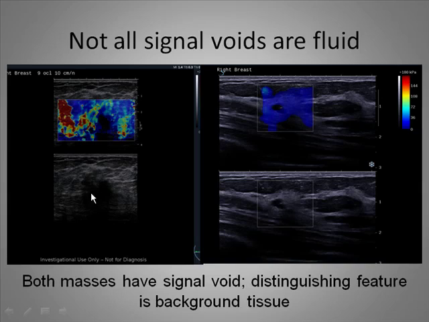Whatever the reason, what makes the difference between a suspicious mass and a cyst is that the background in the presence of cancer is highly abnormal. On the right is a lobulated hypoechoic mass. The elastogram shows uniform blue background, no evidence of stiffness in the tissue, and a signal void in the middle of the mass. And this is what you look for when you're going to call something a cyst. Background has to be normal.